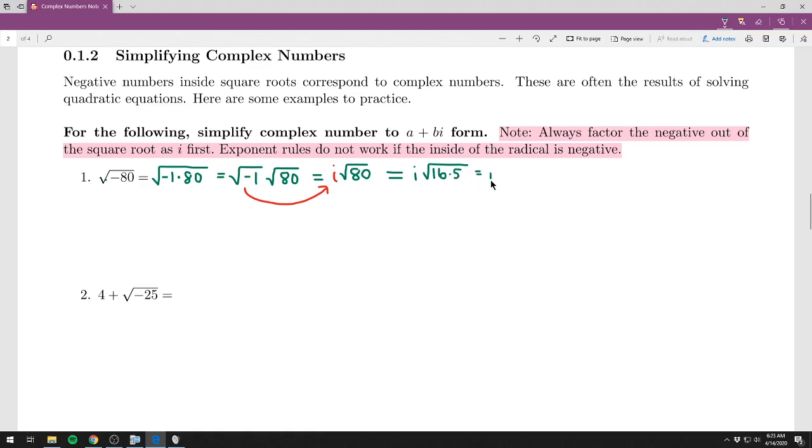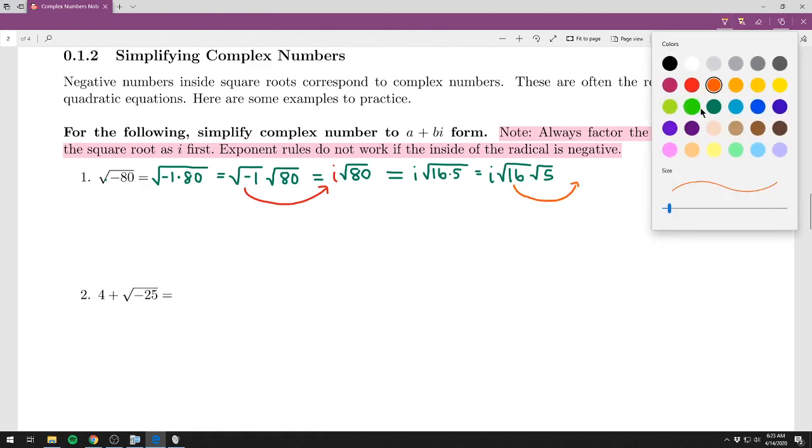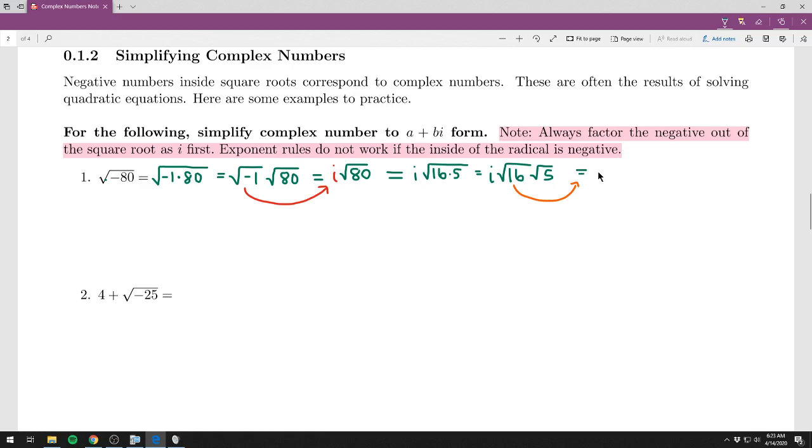We break it up over the multiplication again. Square root of 16 times the square root of 5. And the square root of 16 is 4. The square root of 5 cannot be simplified. We got i times 4, and then the square root of 5 is simplified itself.